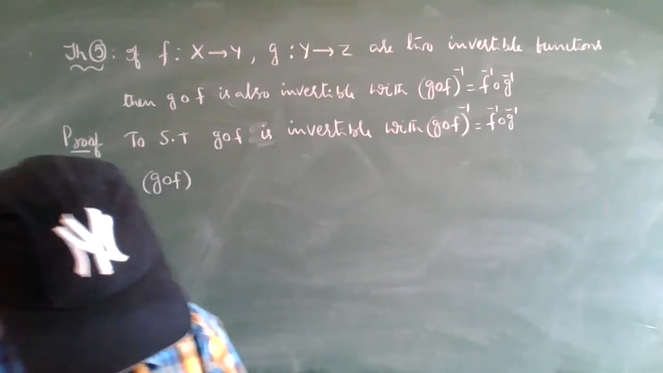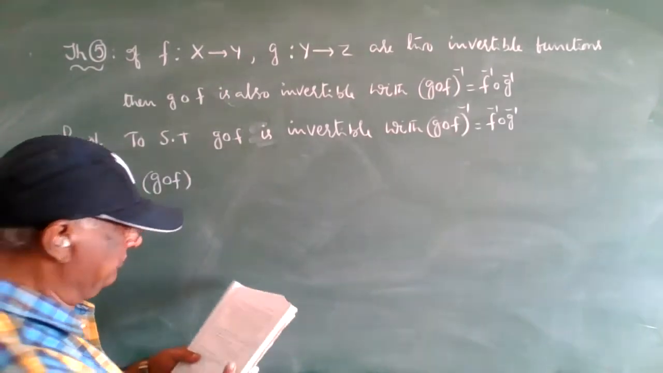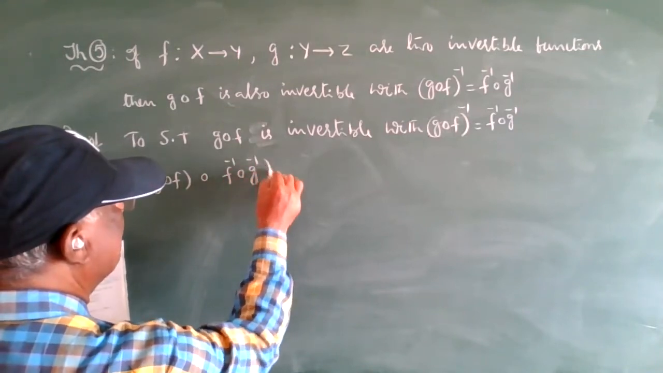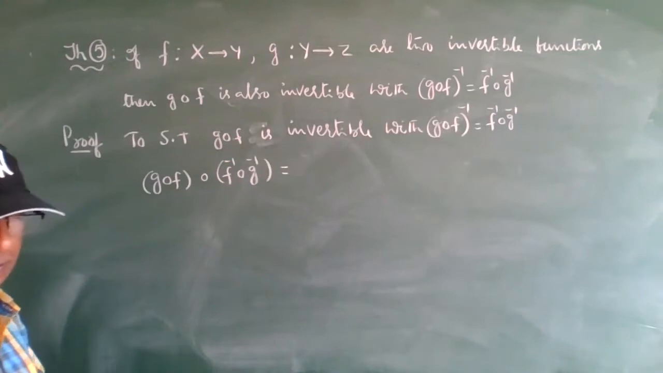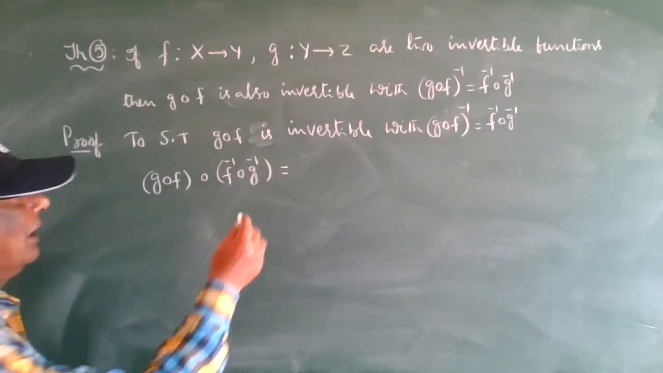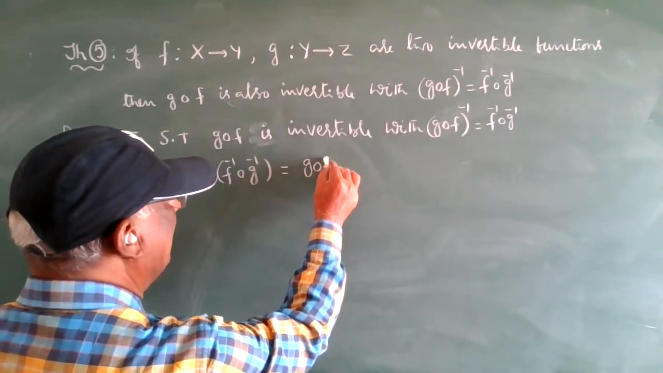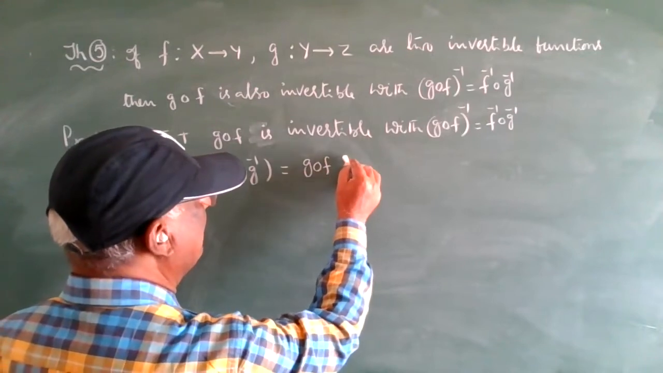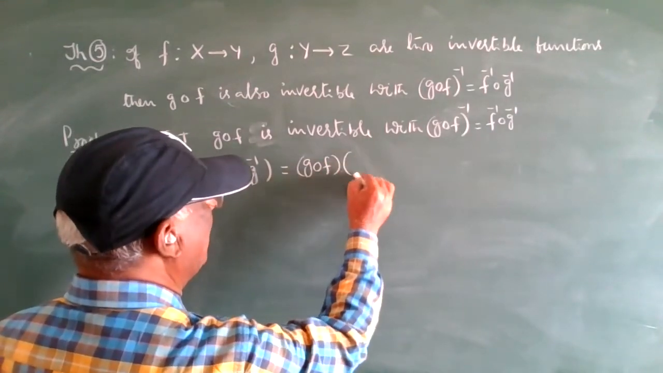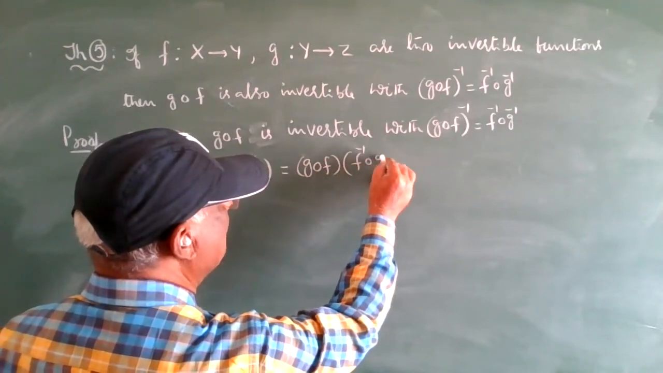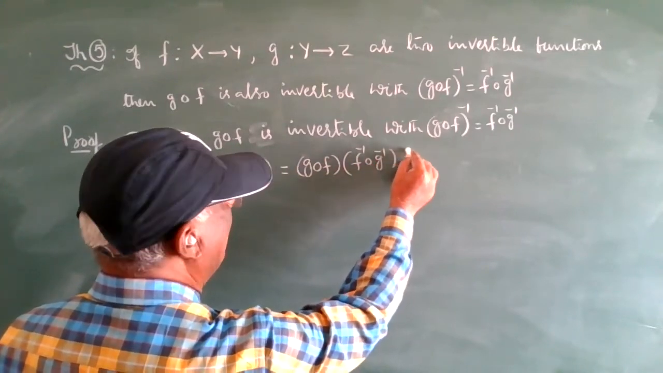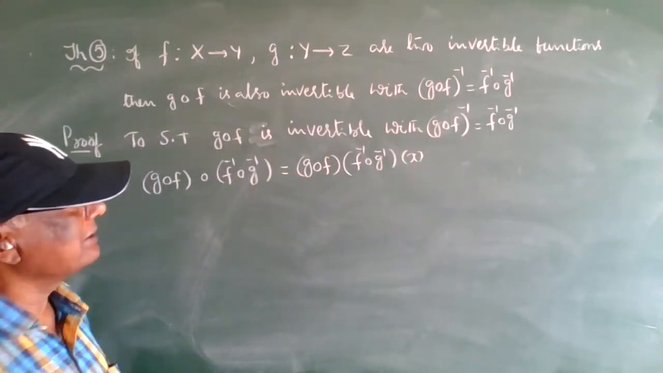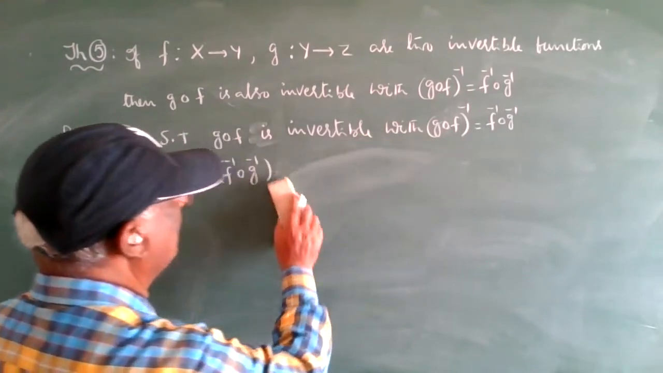G circle F circle F inverse circle G inverse. You can start. See, this is G circle F. Circle means the bracket F inverse circle G inverse at X. I take an X element.